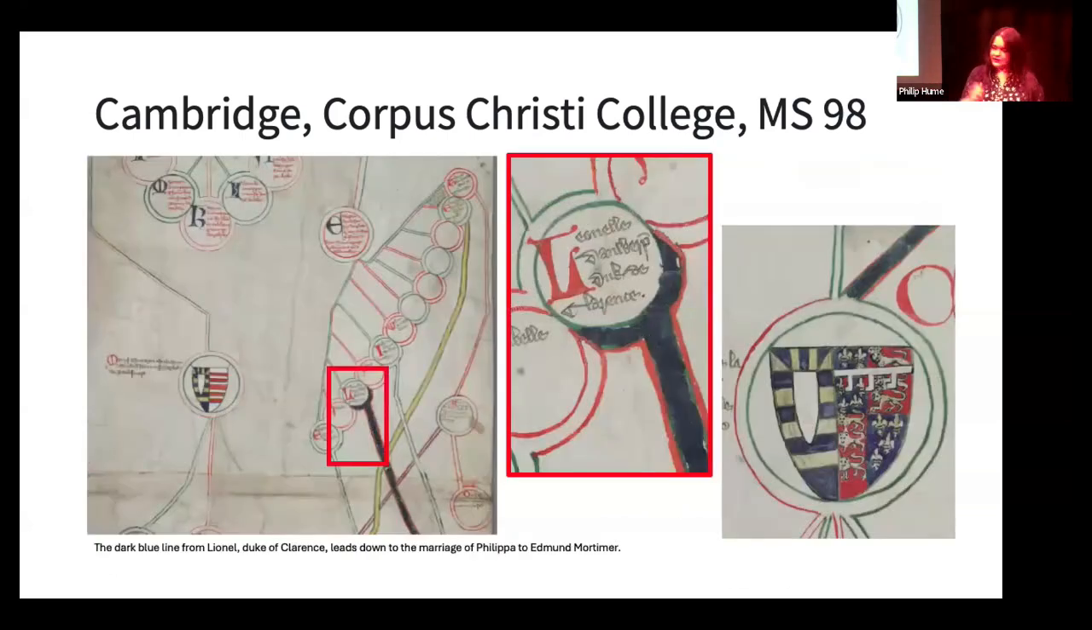The descent from Lionel, Duke of Clarence, to Philippa and Edmund Mortimer is also seemingly made to stand out very deliberately in this roll too. You can see in the red box that I've highlighted on screen, there is a very dark blue line that stems from Lionel and goes all the way down to Philippa and Edmund Mortimer. This is much darker than any other line you can see in the rest of this roll. It really stands out. It seems to be a very deliberate choice to highlight this line. So again, the Mortimers are being made to really visually stand out much more than any other family on this roll.